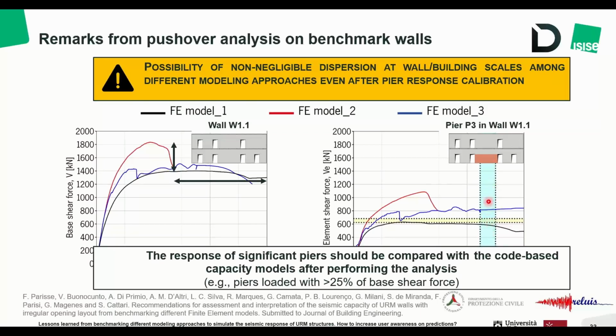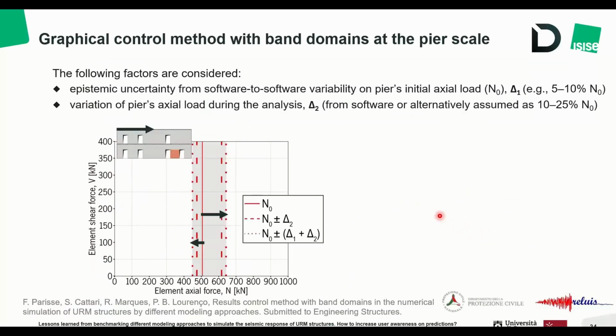by using the control method with band domains that you can see here and that I will explain to you in the following slide. Basically, this method is a graphical method. It's defined again at the pier scale and considers the epistemic uncertainty from software to software variability on the pier initial axial load, N0. This uncertainty is called delta 1 and can also be assumed equal to between 5 and 10% of N0. And then this method considers also the variation of the pier's axial load during the analysis, which is delta 2, and can be estimated by the software or alternatively assumed as 10 to 25% of N0, depending on the position of the pier, if it is an internal pier or an external one.